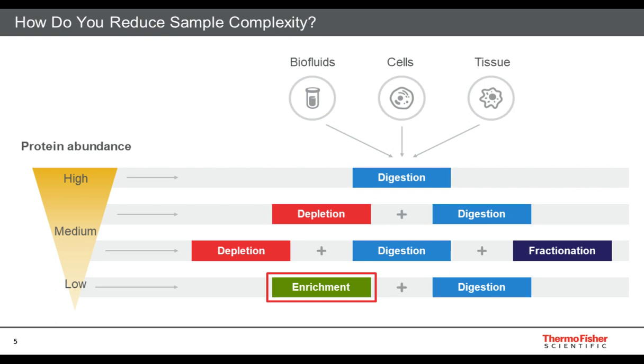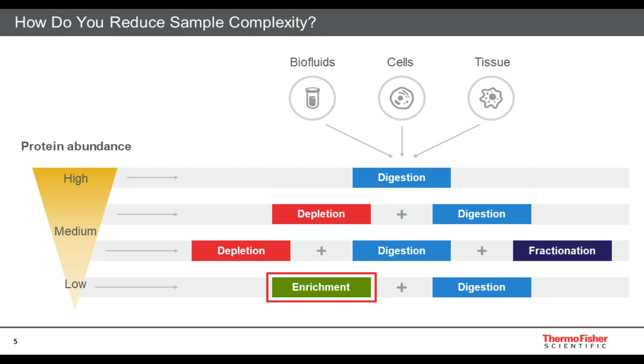So knowing this challenge in mind, how do you reduce the sample complexity? As I mentioned, most commonly used biological samples such as biofluids, cells, and tissue have a 10 to 12 orders of magnitude dynamic range of relative protein abundance, making it nearly impossible to identify low abundant proteins over the abundant ones. And of course, we make it even more difficult by using the proteolytic enzyme to digest these thousands of proteins into millions of peptides.